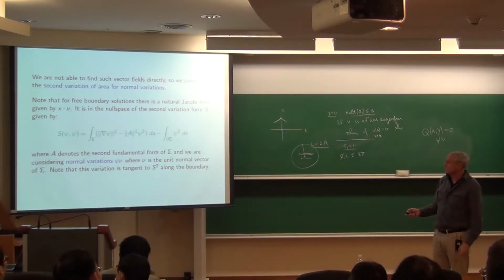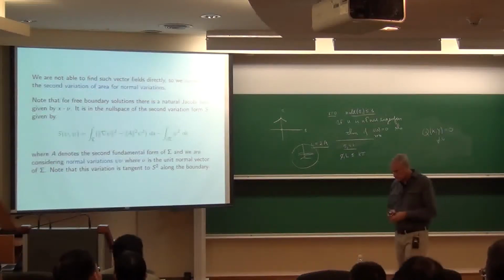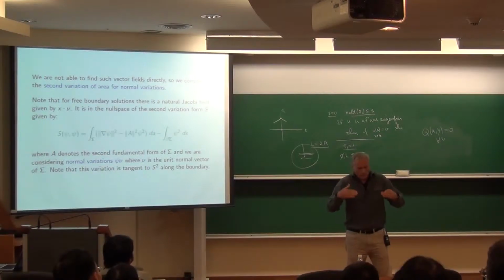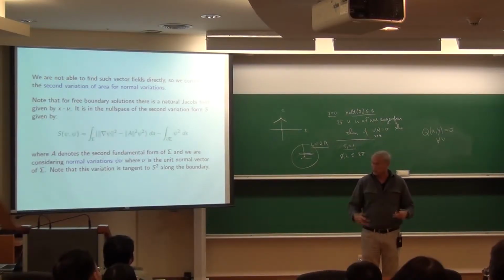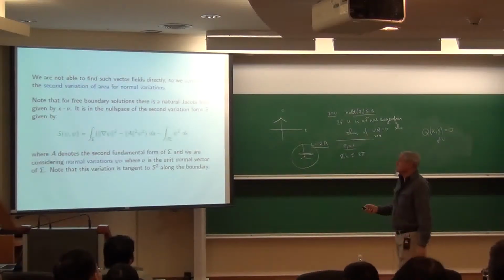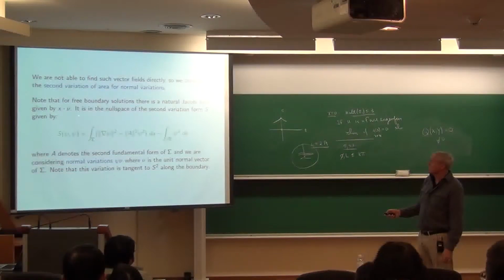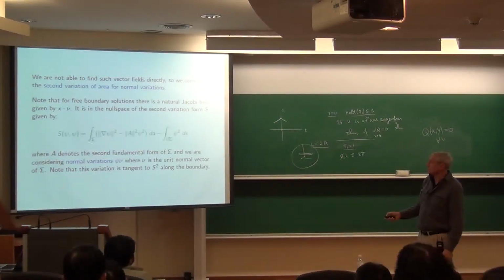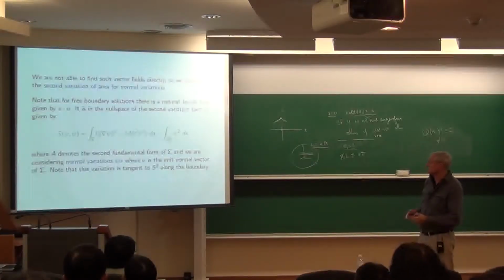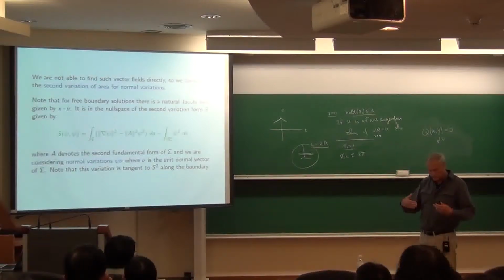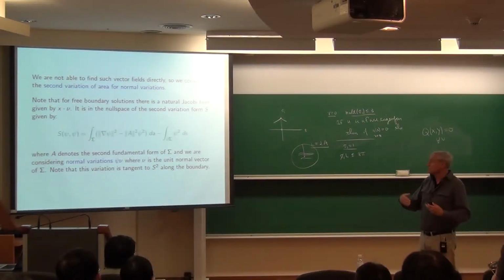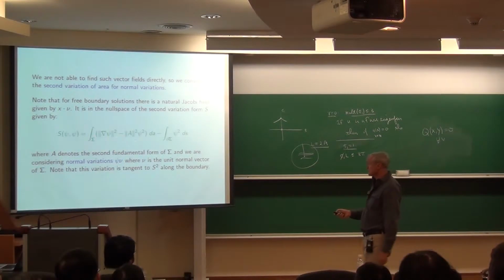Okay, and so I've written that here. If we consider the second variation of area for normal vector fields perpendicular to the surface, then that turns out to be this expression. So the variation x is psi times the normal. When I compute the second variation of area, I get this expression.